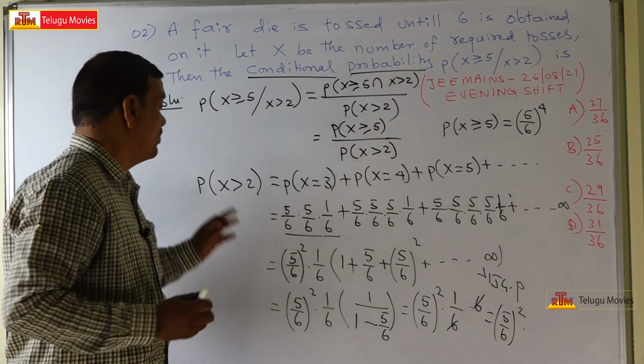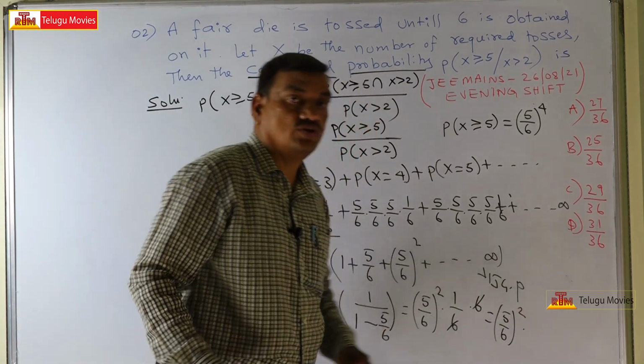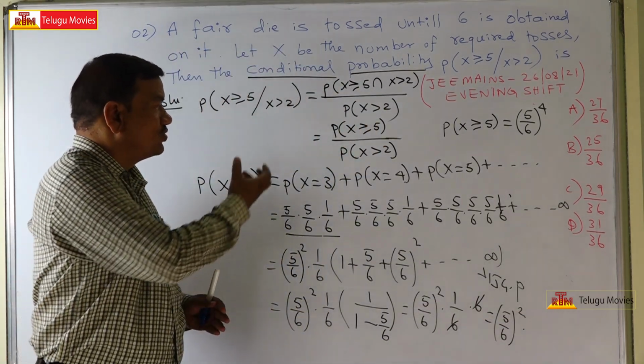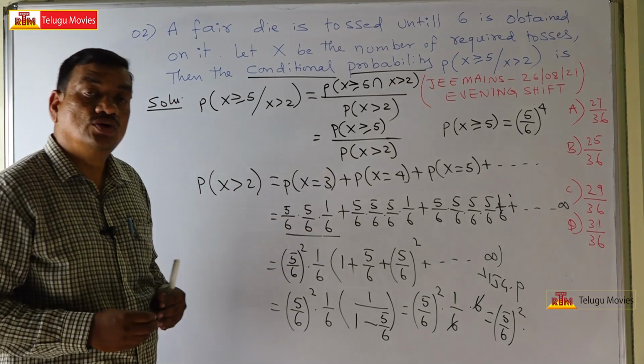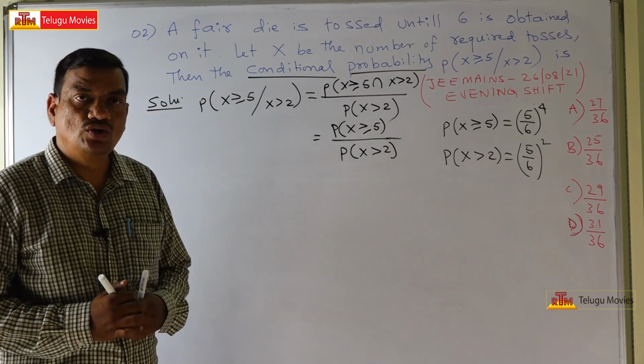Okay. So what is the probability of x greater than 2 we got? This is 5 by 6 whole square. Okay now, some more final calculation we will do. So dear students, let us continue our solution.